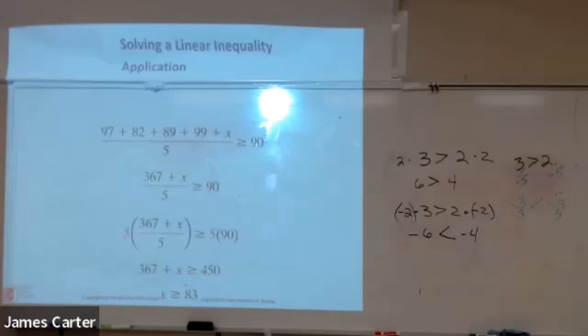This is the overall equation. So is that the score you need to get? If you get an 83, we put an 83 right there, you will get exactly 90.0. If you get an 84, you'll get a 90 point something. If you got a 92, you'd probably have like a 94, 95. Okay, do you understand that? Okay.